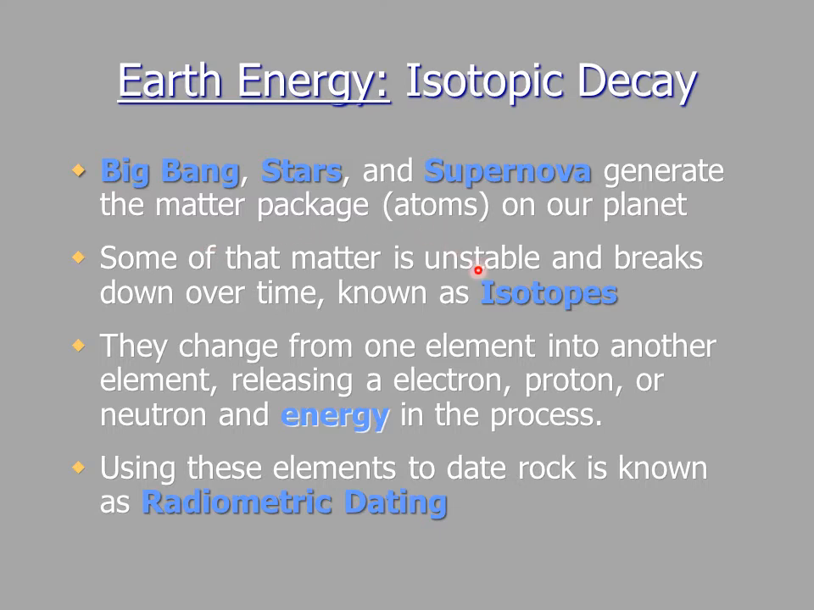Some of that matter, some of these atoms, are isotopes. They are matter that's not stable, and that's because they formed in these extreme environments. They change from one element into another element and release energy in the process. They decay, they break down, and pop off energy. It's also known as radioactive decay, and you can use the decay of these elements as radiometric dating. That's how we're able to actually date the age of the planet at 4.6 billion years old.